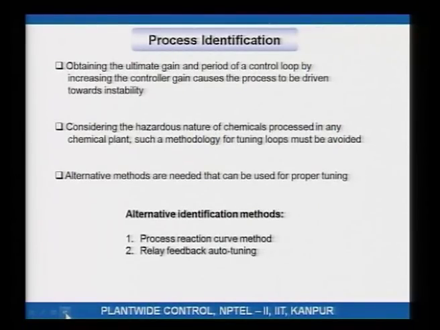If it is an electrical system, you have got an oscilloscope, you keep on cranking up the gain till you get sustained oscillation, you say okay, this is my ultimate gain, back off by half. In a chemical system where you are dealing with hazardous chemicals, you do not have that liberty of driving the process towards instability, because should something go wrong, well, you have got a disaster on your hands.